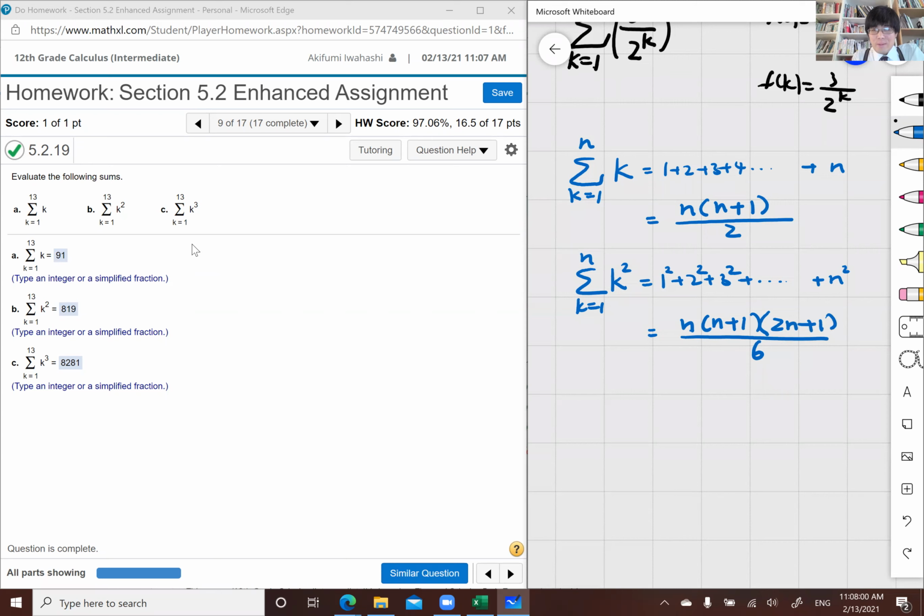You have to memorize this one. For the third one, the cubic one, it's the sum of the cubes of the first n numbers. And this is equal to n squared times n plus 1 squared divided by 4, which is actually equal to the sum of the first n integers, squared, as well.